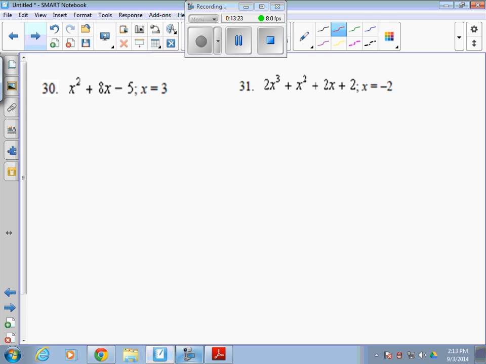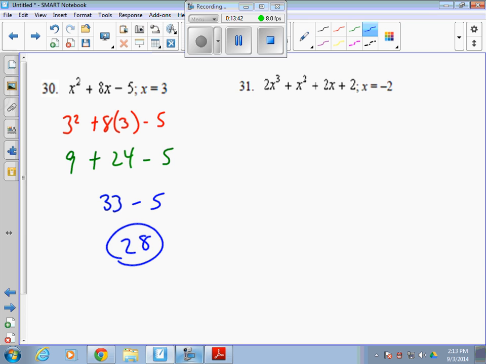Number 30 says x squared plus 8x minus 5 when x is 3. So 3 squared plus 8 times 3 minus 5. 3 squared is 3 times 3, which is 9. Plus 8 times 3 is 24 minus 5. 9 plus 24 is going to be 33. Minus 5 is 28. Okay.